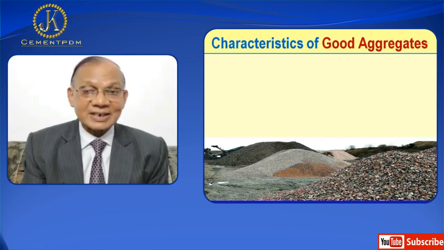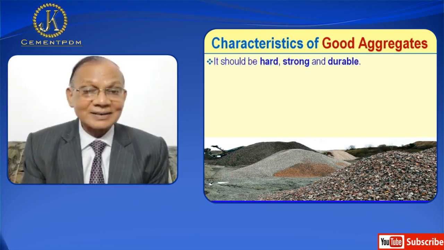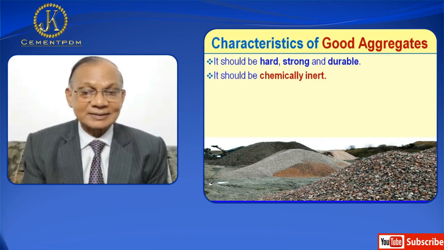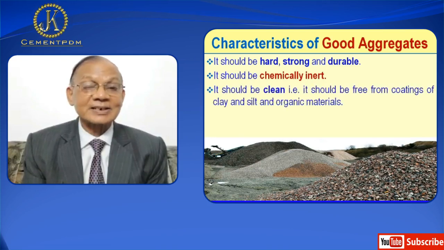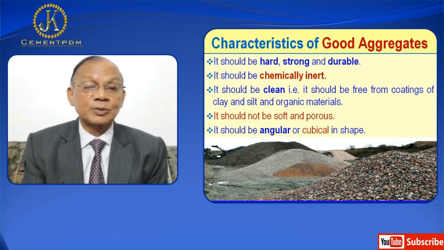Now I will discuss the characteristics of good aggregate. It should be hard, strong, and durable. It should be chemically inert. It should be clean, that is, it should be free from coatings of clay and silt and organic materials. It should not be soft and porous. It should be angular or cubical.